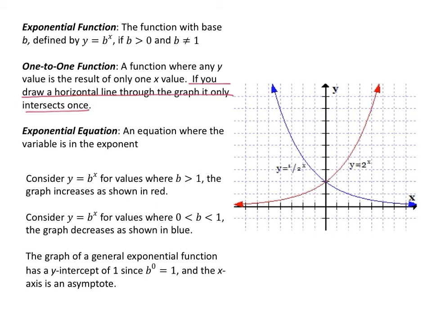So in general, for exponential functions, our y-intercept is 1, because b to the 0 power is equal to 1, and we have the x-axis as an asymptote. Obviously, these things can change when you start adding a constant to each function, but in general, this is true.